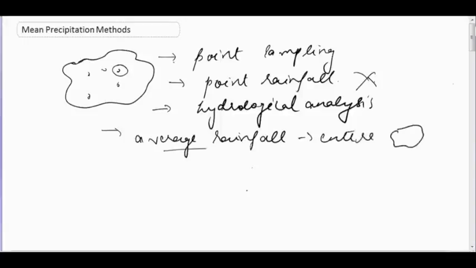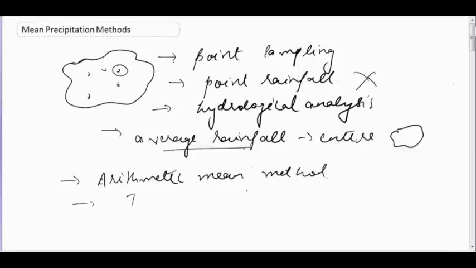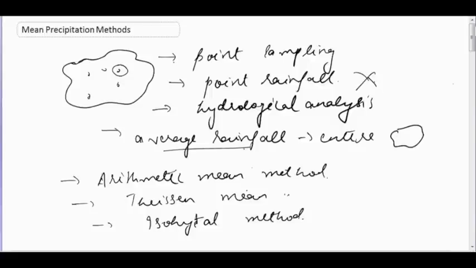So to get this average rainfall, we use three methods. The first one is arithmetic mean method. The next one is Thiessen mean method, and the next one is isohyetal method. In this lecture we will be covering these two methods, and the isohyetal method we will cover in the next lecture.